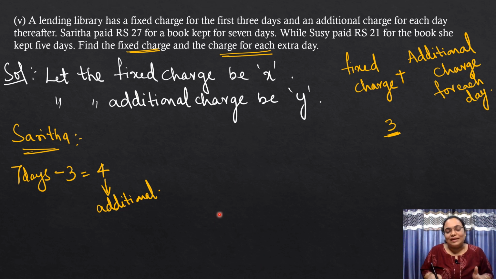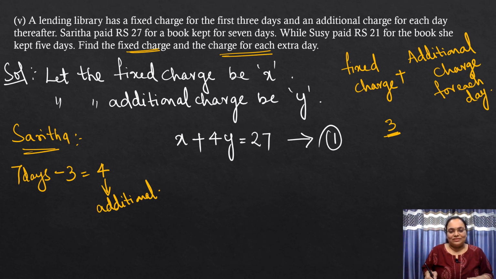So let us form the equation. Fixed charge is x, plus the additional charge is y. In Sarita's case, she has taken 4 days extra, so she has to pay for the 4 extra days, that is 4y. So x plus 4y, and the total amount she paid is 27. So this will be equation number 1.